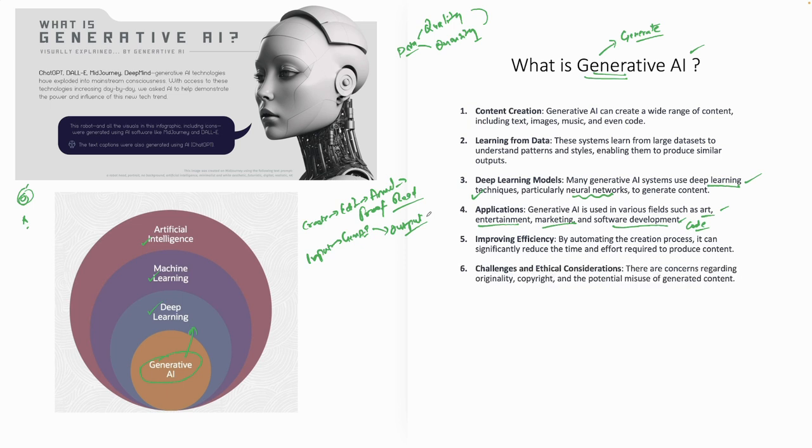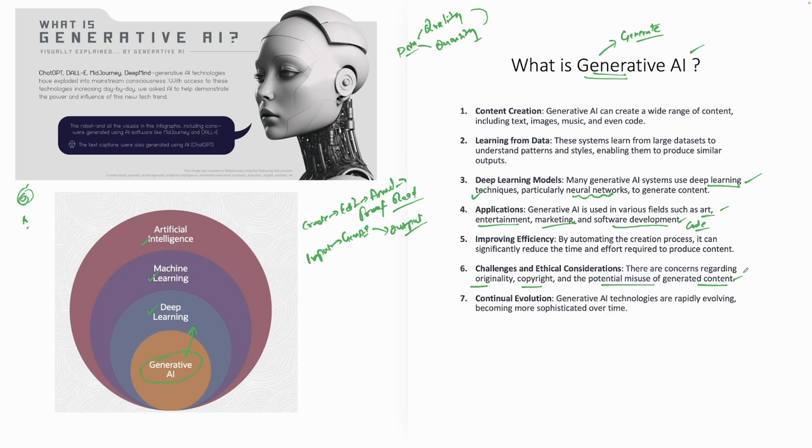Yes, there are some challenges and ethical considerations. There are concerns regarding originality, copyright, and potential misuse of the generated content. So there is definitely a copyright problem, right? Anybody can use ChatGPT, get the content and say, this is my original content, which is not the case, right? So this is where we need to be really careful if we are using something directly from generative AI systems. But for the moment, you can just understand that with generative AI, there are certain challenges you need to be aware of.